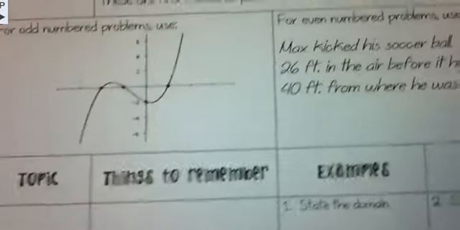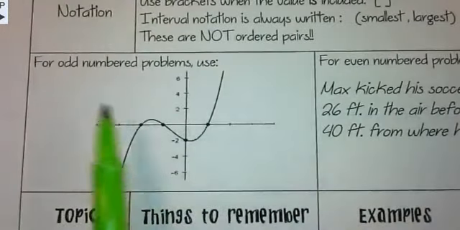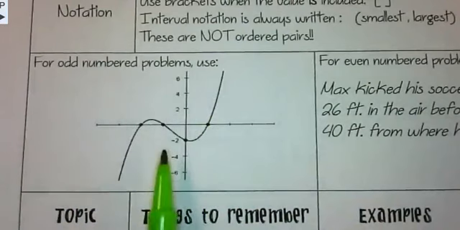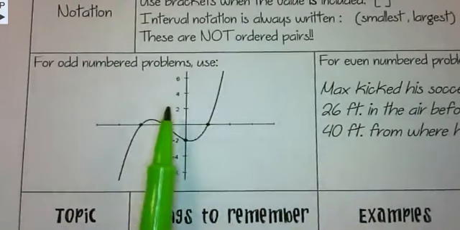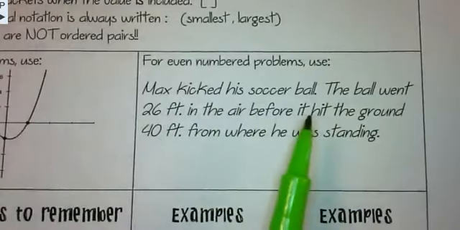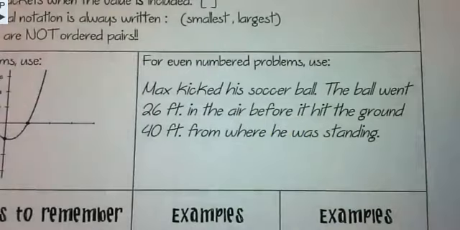All right, for our examples, for the odd numbered problems, we're going to use this. So when we go through the problems, we're going to refer to this to answer the odds, and then we're going to use this situation to answer the evens. That's the best way I could think to set this up.